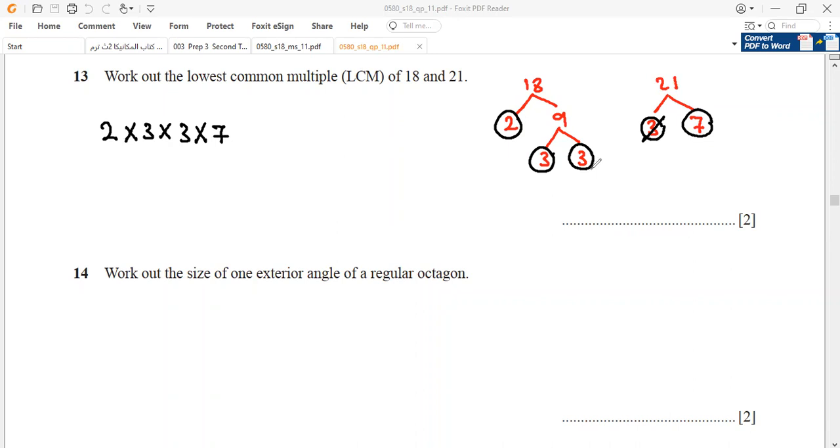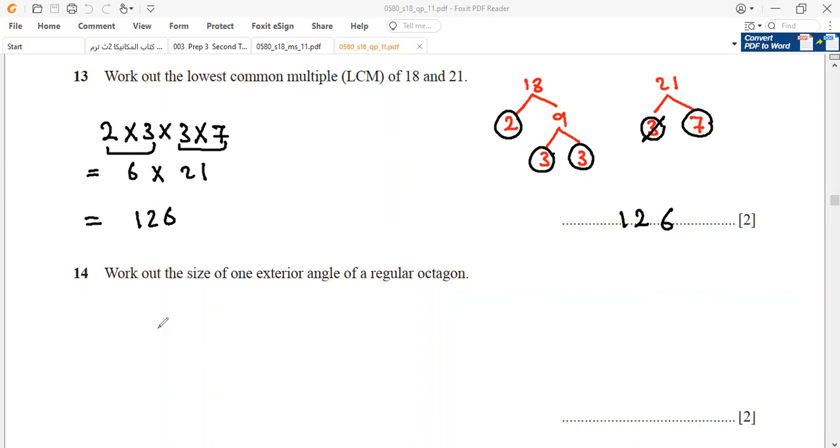Now, we took all the factors of the two numbers. 2 multiply 3 equals 6, times 3 multiply 7 is 21. The answer will be 126. Okay, so the lowest common multiple here is 126.